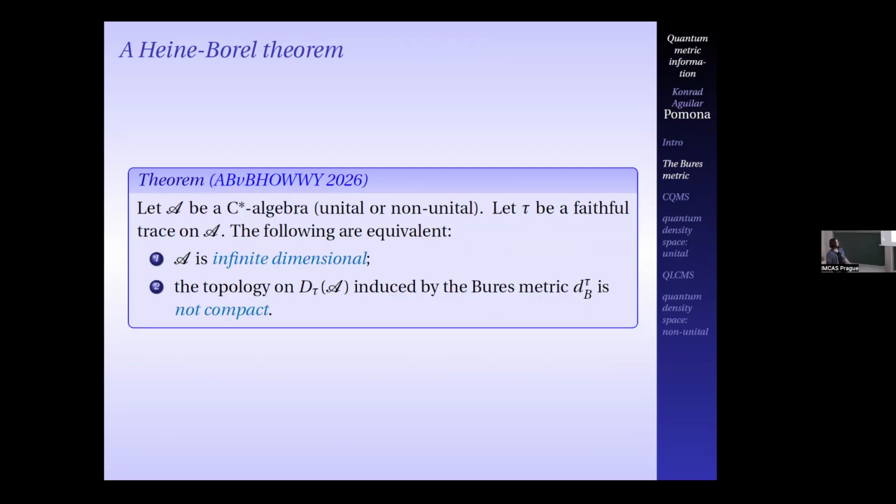What do I mean by a Heine-Borel theorem? I mean that we checked that the C*-algebra is infinite dimensional if and only if the topology on the density space induced by the Bures metric is not compact. So of course this is an equivalent statement, but I think it's nice to see an example.